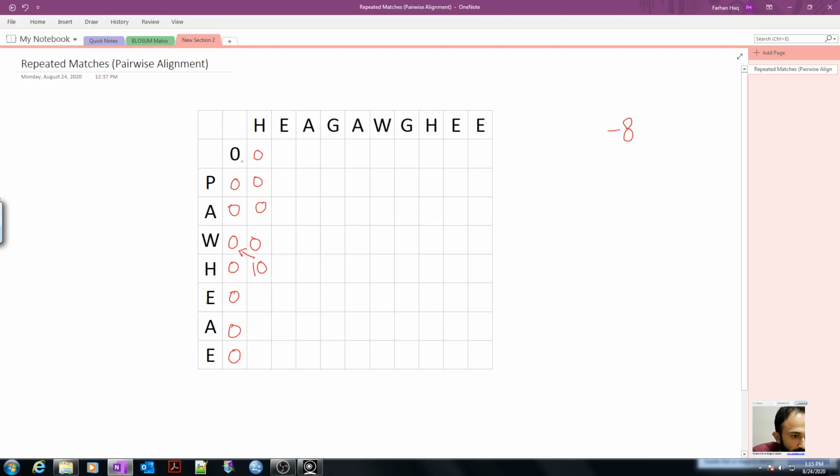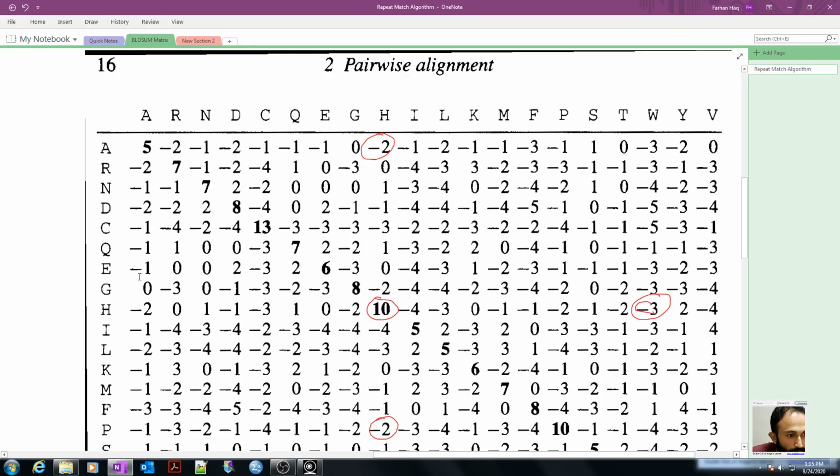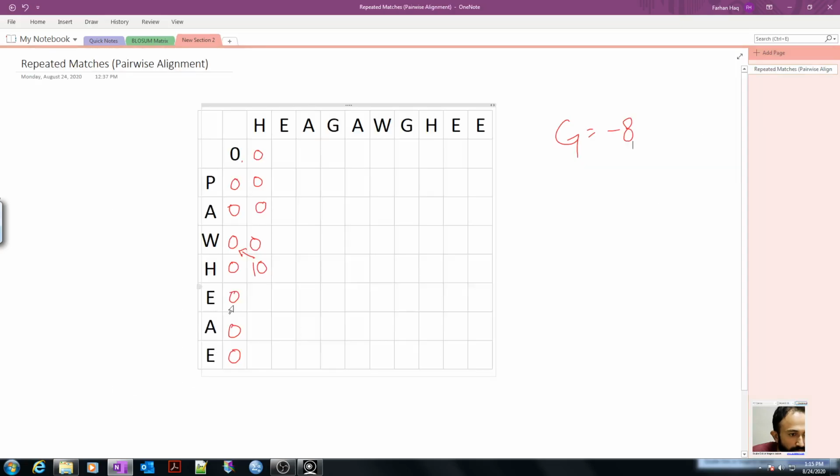Now next, E and H. Here we will add a gap value. The gap score is -8. If we add gap, and if we add the value from the diagonal, E and H, you can see the E and H value is 0. So 0 plus 0 is 0, but if we add the gap, 10 plus -8, this will be 2. So the maximum value is 2 here.